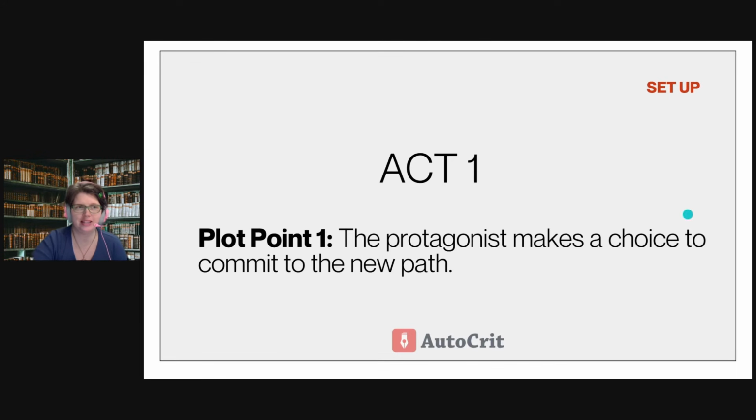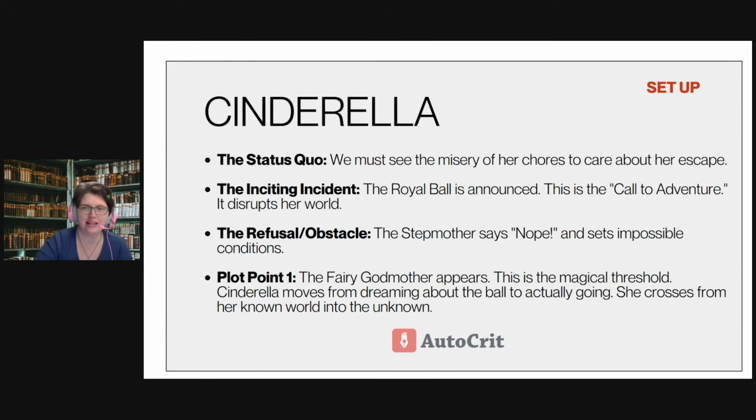Now, I know that this is hard to imagine if you're not used to thinking like this, so I decided to do an example with something that should be quite familiar to most people: the classic story of Cinderella. So let's see this in action for Act One.